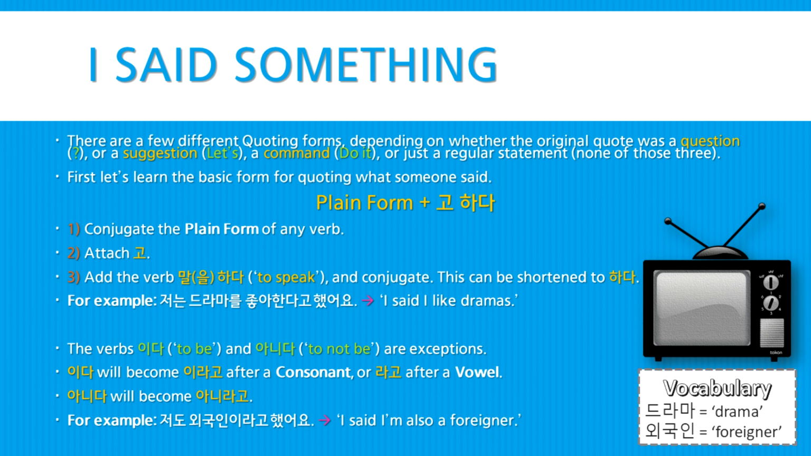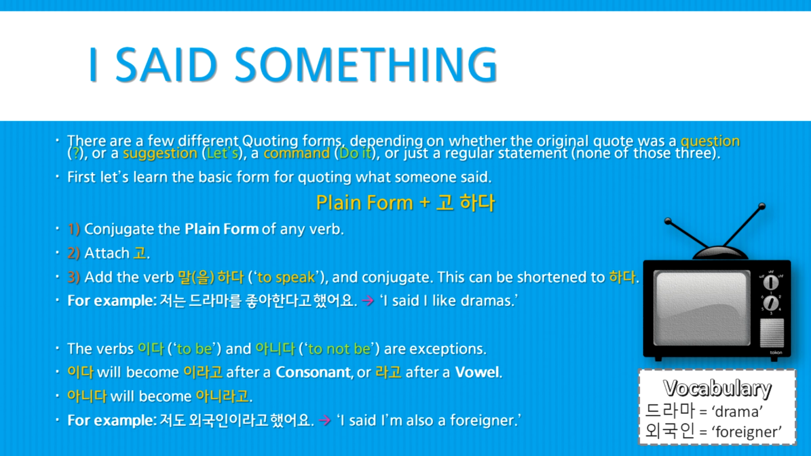First, let's learn the basic form for quoting a statement, or just what someone said. To do that, conjugate the plain form of any verb. Then attach 고. And finally, add the verb 말하다, meaning to speak, and conjugate it. However, this can be and is most often just shortened to 하다. For example, 저는 드라마를 좋아한다고 했어요. I said I like dramas.